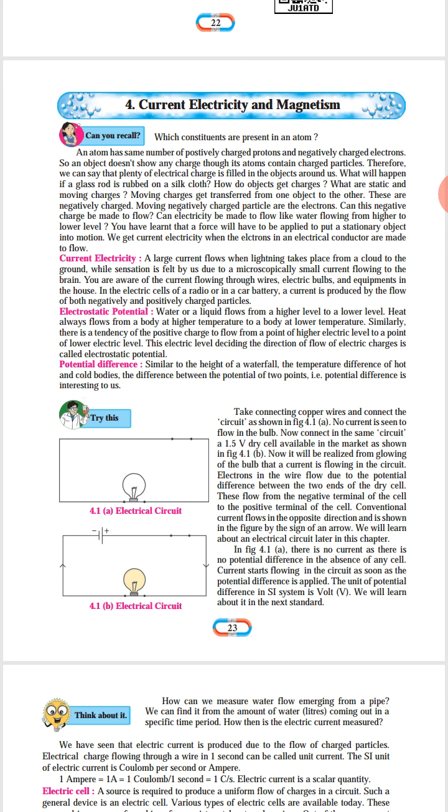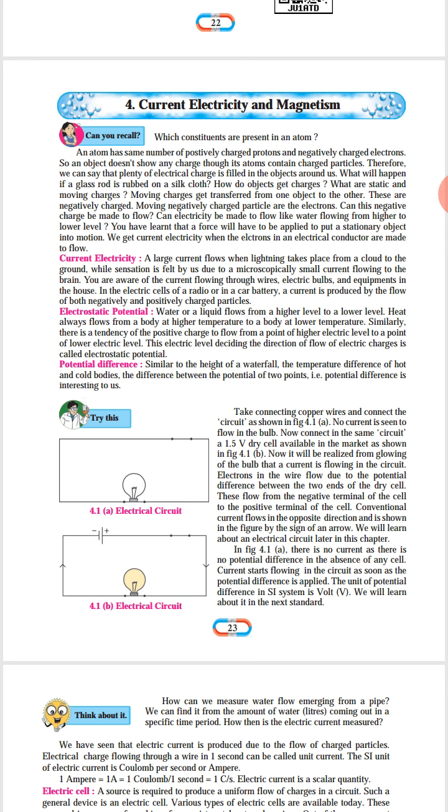Now, what is electrostatic potential? The electric level deciding the direction of flow of electric charge is called electrostatic potential. Its unit is the volt. Electrostatic potential is a scalar quantity. What is meant by potential difference? Potential difference is the difference between the potentials of two points.